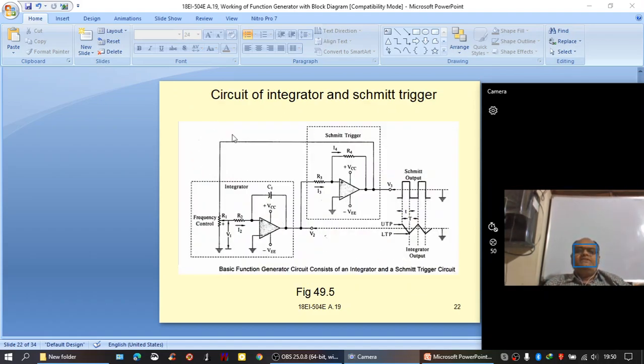Now, first thing, the circuit of the integrator and Smith trigger circuit. Now, let us look into a little detailed circuit here. Already we have seen one circuit, the overall circuit of the function generator. Here only a part of the circuit, that is integrator with Smith trigger, where a triangular wave output is converted into a pulse or square wave output.